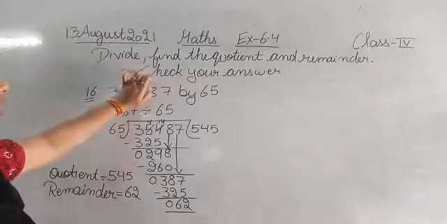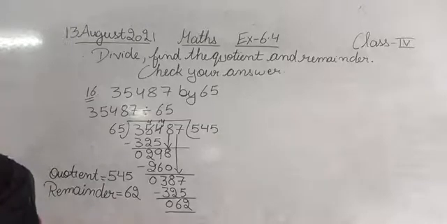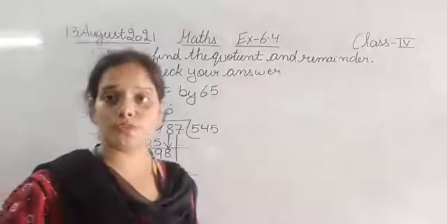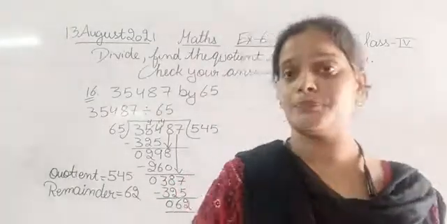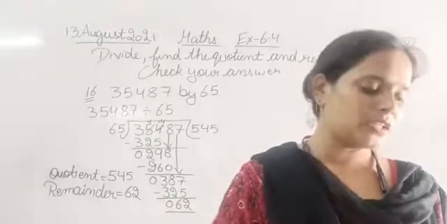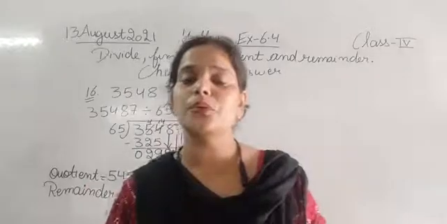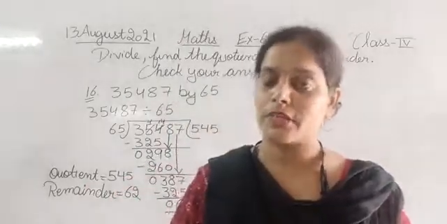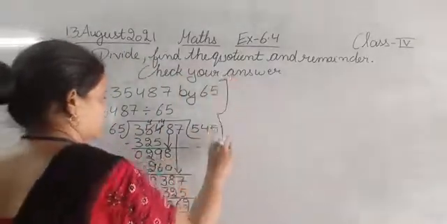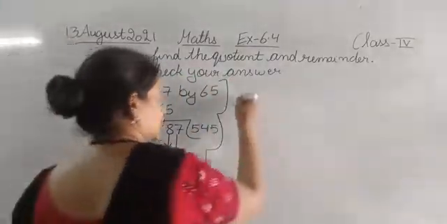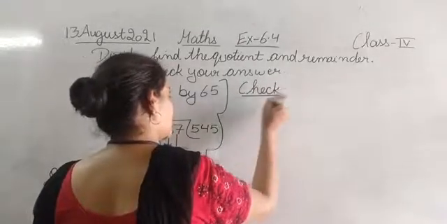We divided, then found the quotient and remainder, that we have already found. Next we have to check the answer as well. So for checking the answer, we are going to use the formula that we have done in the division by 1 digit number. What was the formula? Think. For checking our answer, we will apply dividend is equal to divisor, quotient multiplied by divisor plus remainder.